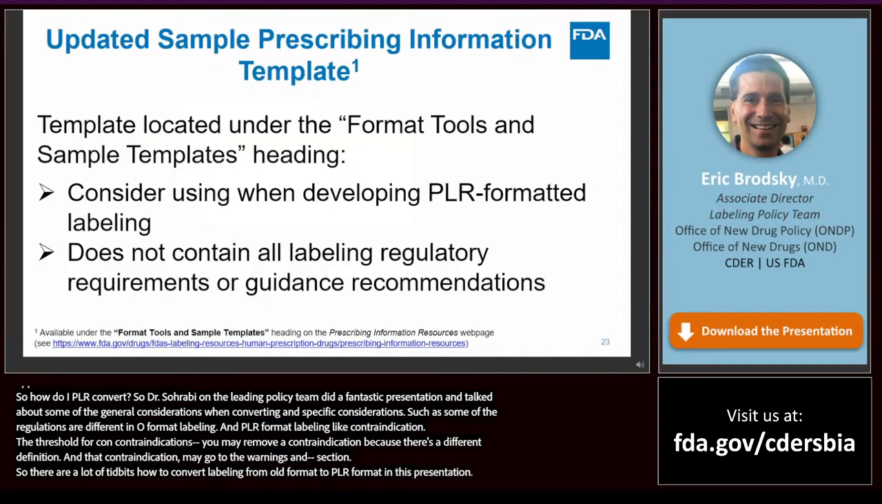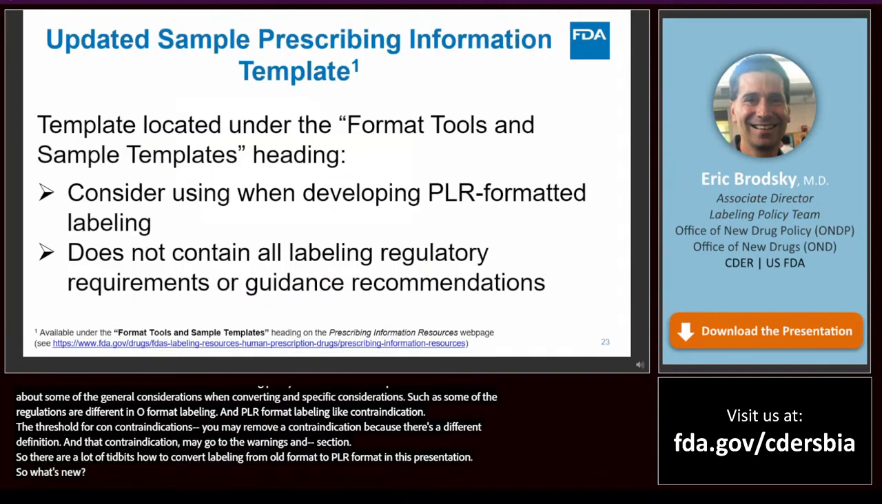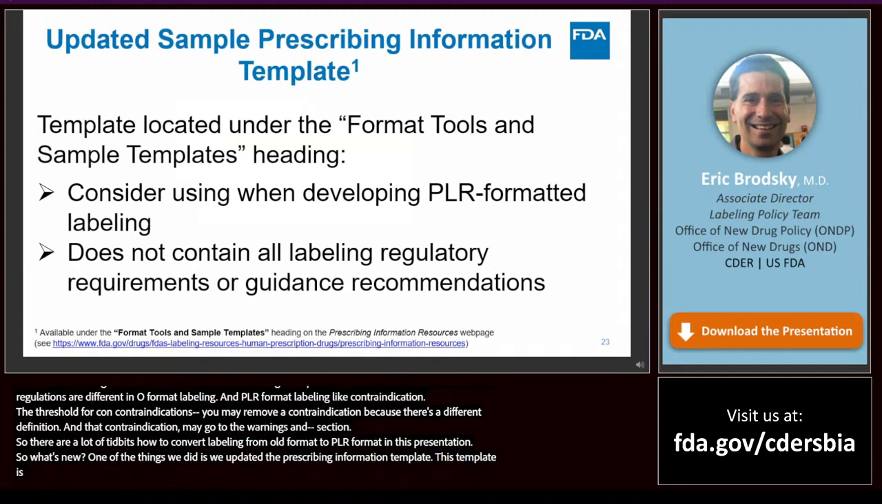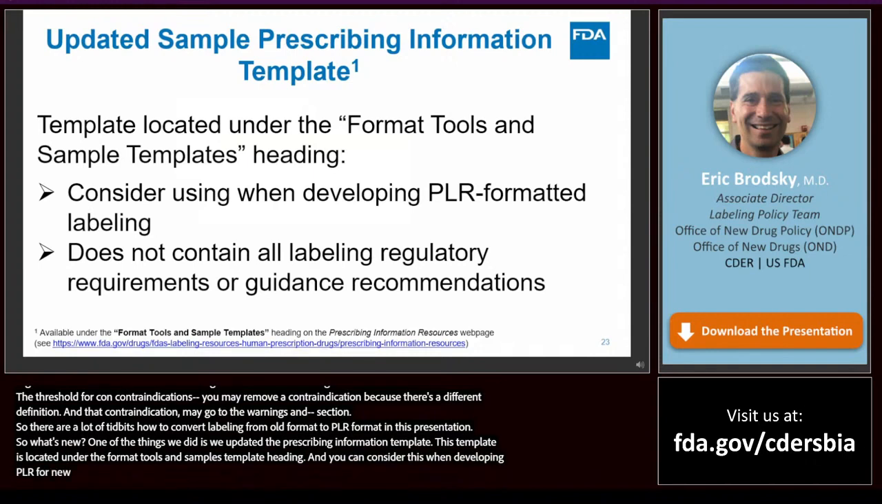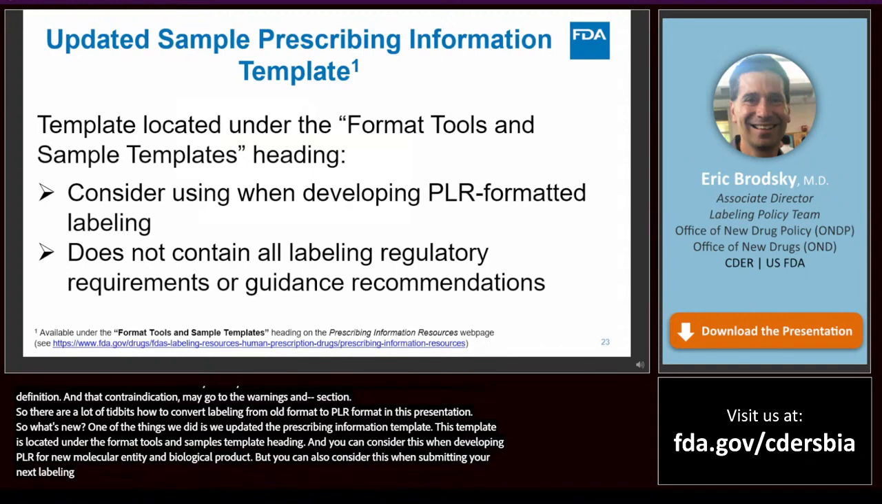So what's new? One of the things we did is we updated the prescribing information template. This template is located under the Format Tools and Samples template heading, and you can consider this when developing PLR for a new molecular entity, a new biological product, but you could also consider this when submitting in your next labeling supplement for an already approved product in PLR format. So what do I mean by that?